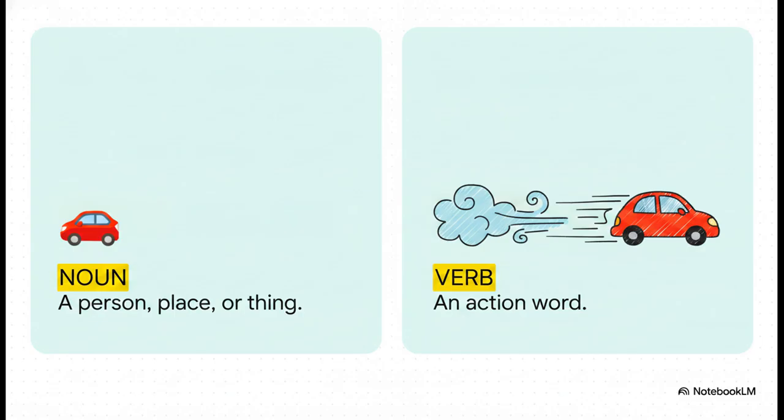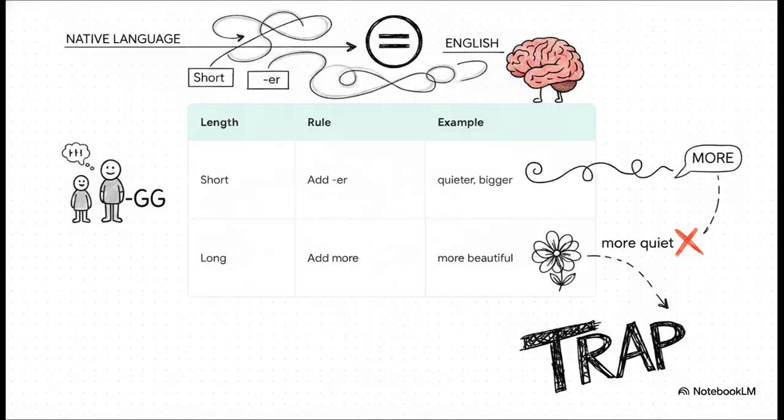Oh, and you also have to memorize the ultimate rule breaker here. Good doesn't become goodly. No, it strictly becomes well. Now, what's really interesting here is how English compares things. It has two distinct ways, and it depends entirely on the length of the word. Short words just get an er at the end, like quieter. Long words, they get a more slapped in front of them, like more beautiful.